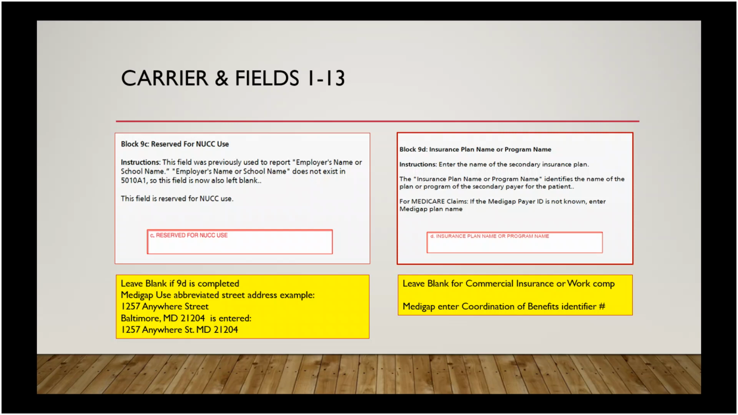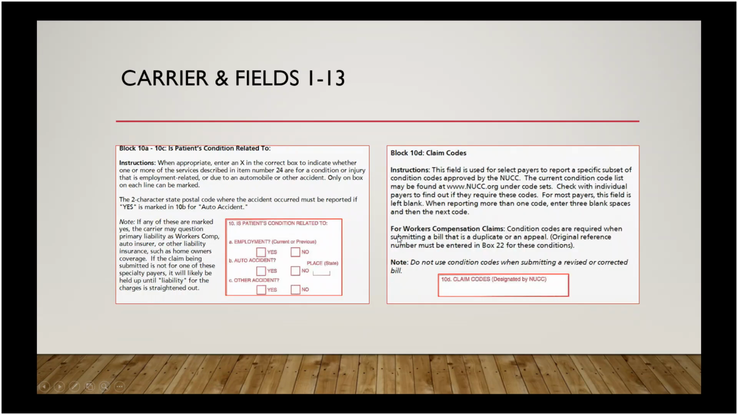Leave blank 9D for commercial insurances or work comp. And for Medigap, you're going to enter the coordination of benefits ID number. The other thing you want to notice here is for Medicare claims, if the Medigap payer ID is not known, enter the Medigap plan name. And that's for them to find the information.